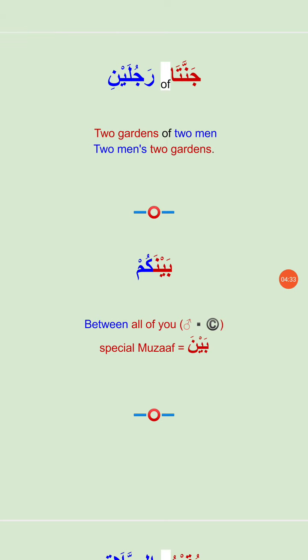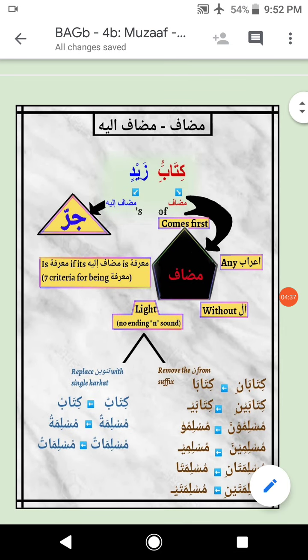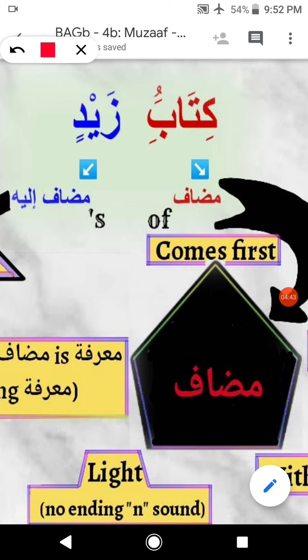Oh, one thing that I forgot to discuss. Yes, our little trick. Our trick is that the muzaf always has this invisible "of" for the translation. So you always say kitab of Zaidin. This is my trick, just for the quick translation.